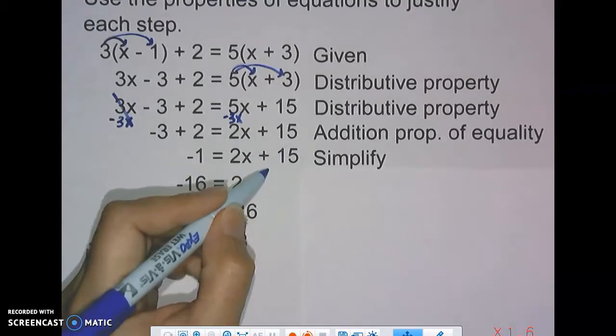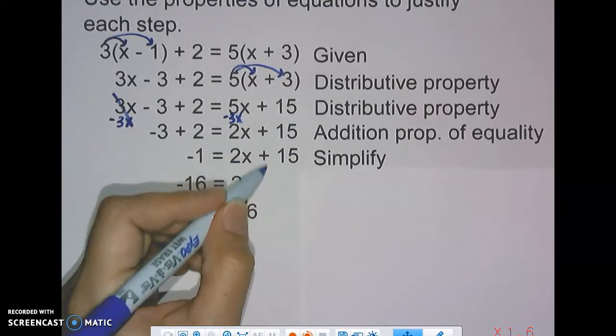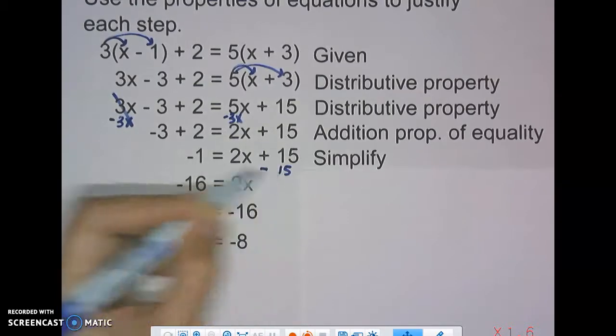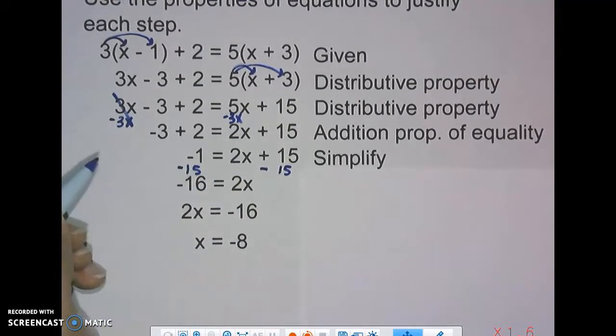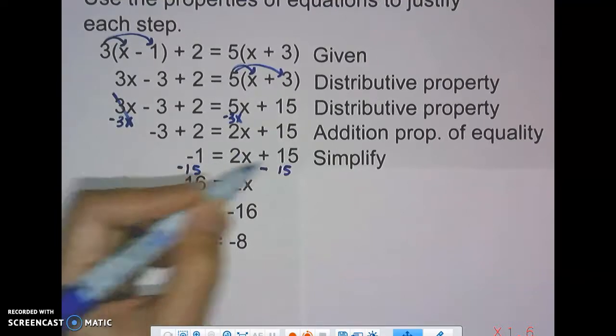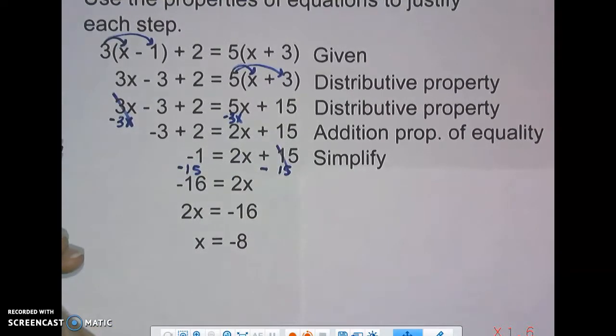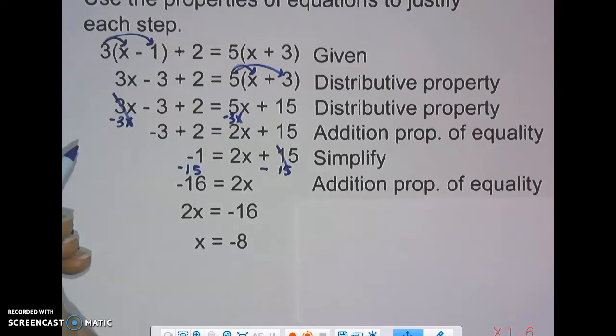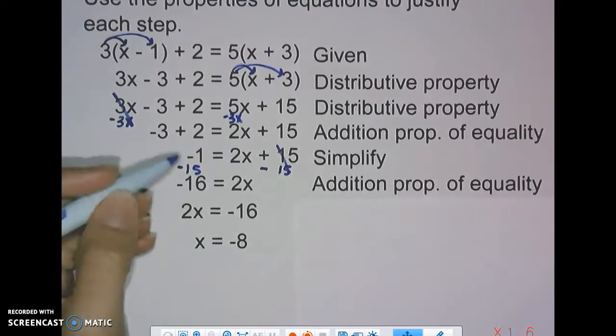This 15's gone away. It's moved over. Since it's positive, we're going to take that and subtract 15 on both sides. Negative 1 minus 15 is negative 16 equals 2x, and the 15's go away. Since we subtracted something, we're using the addition property of equality. And that will get easier for you to remember as we go throughout these questions.